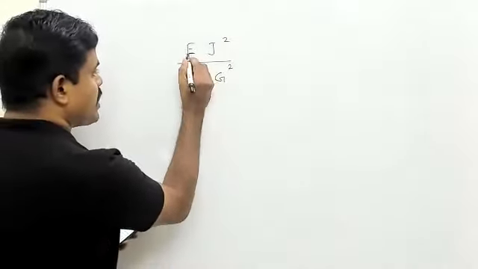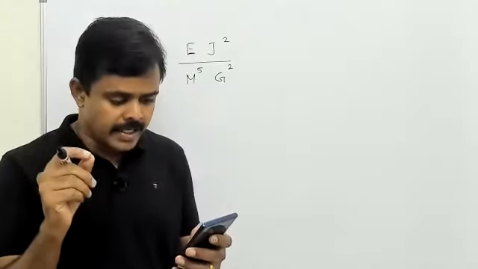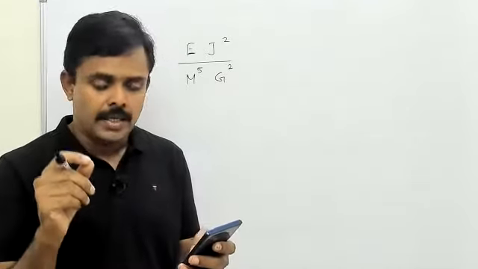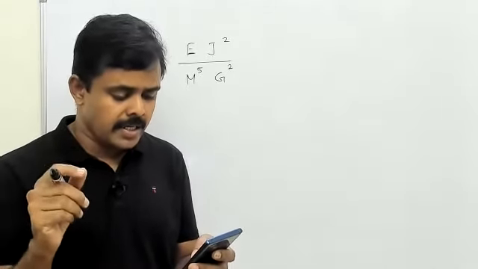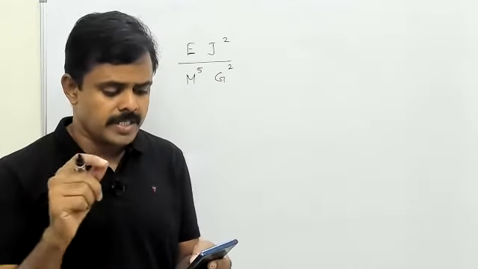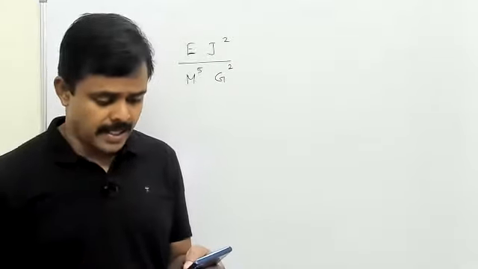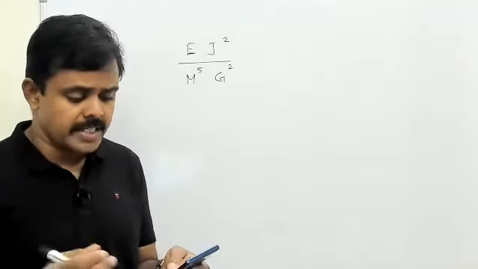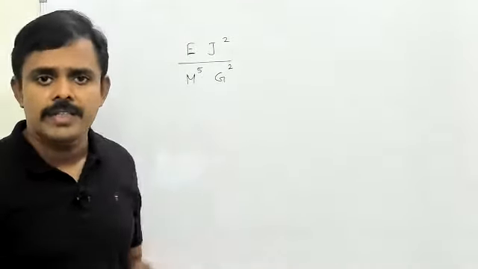Read question number 5 again, a repeated question. If energy E, mass M, angular momentum J, and gravitational constant G represent the dimensions of energy, mass, angular momentum, and gravitational constant, then EJ square by M raised to 5 G square has the dimensions of. So you have to put everything in, that's it.